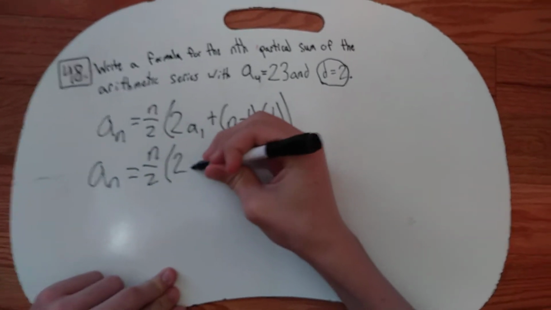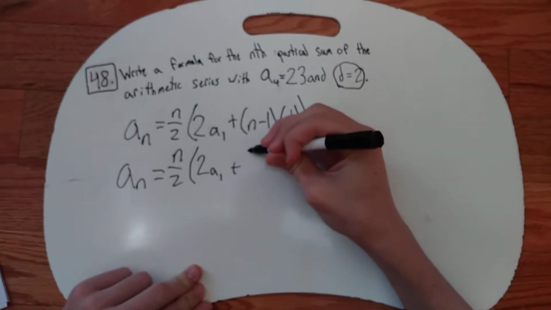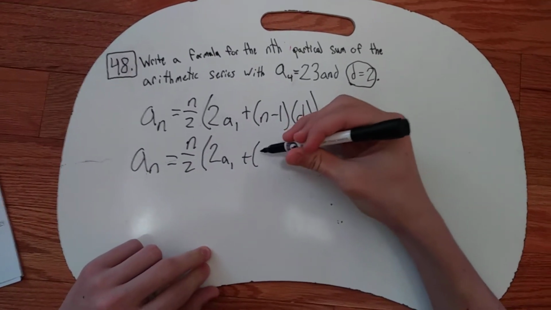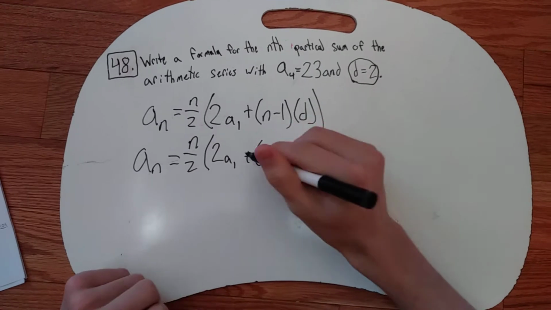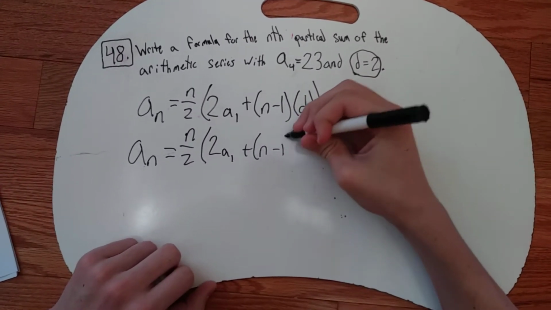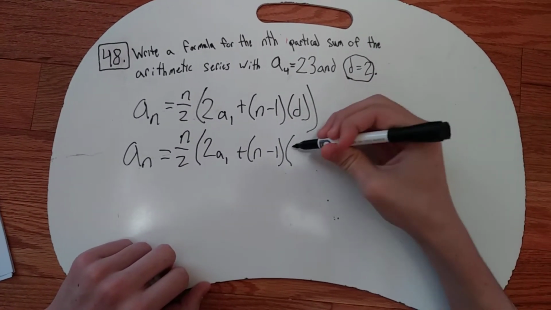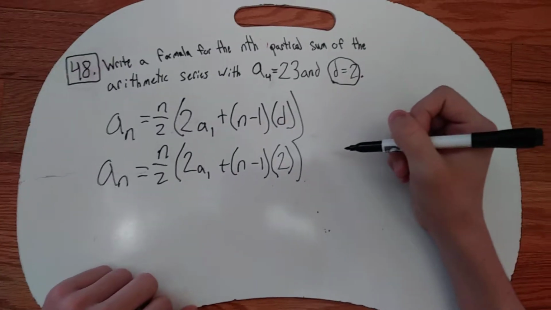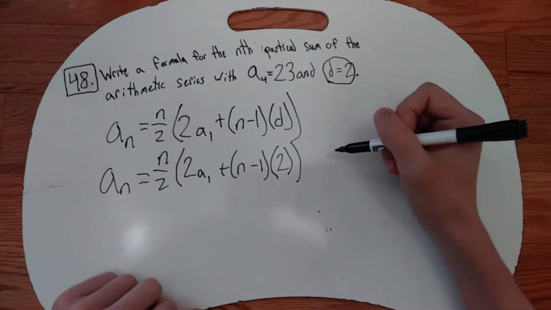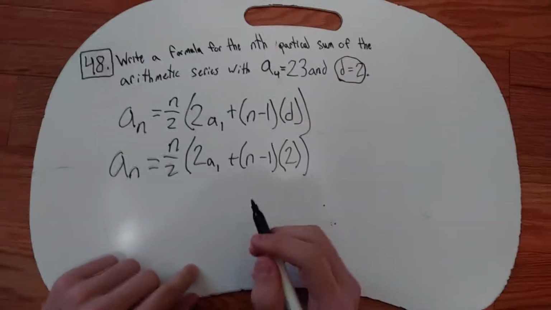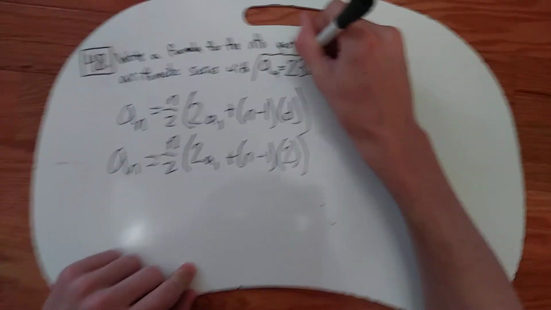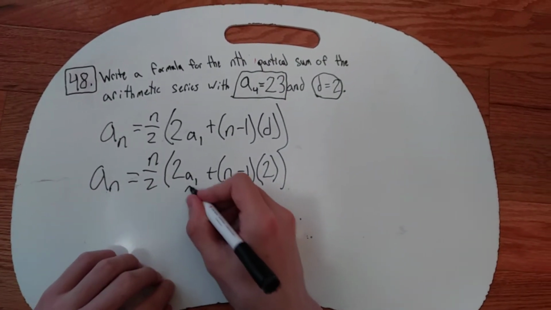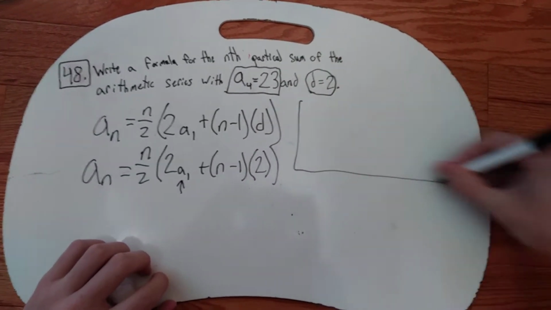So we have the start of the formula, a sub n equals n over 2 times 2 a sub 1, and then n minus 1 times d, and in this case, the 2 would be the d value. Well, I've watched a Khan Academy video several times, and I haven't learned this much. Keep going. Okay, so the problem we have here is that we have a sub 4, which in this case wouldn't work because we need a sub 1. So we're going to do a little side work.